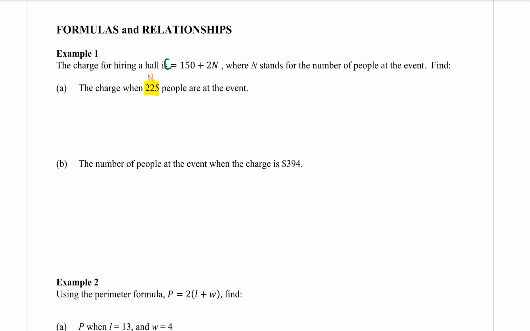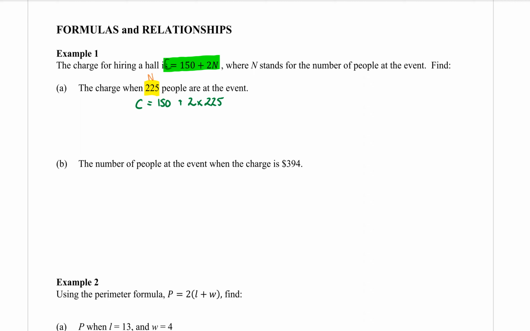Now in algebra we learned how to substitute, and that's exactly what we have to do here. Following this equation, C equals 150 plus 2n, I'm going to write down everything in there, but I'm going to replace the n with 225. So that's C equals 150 plus 2 times 225.